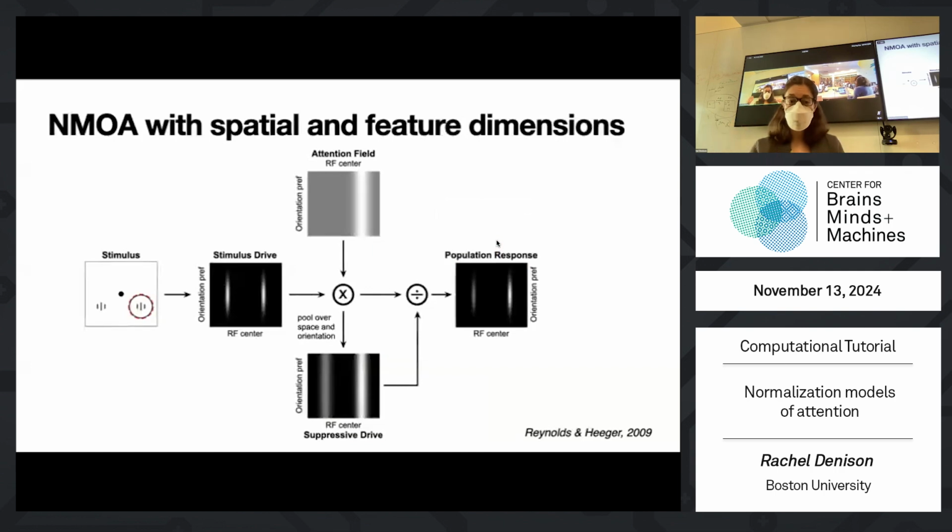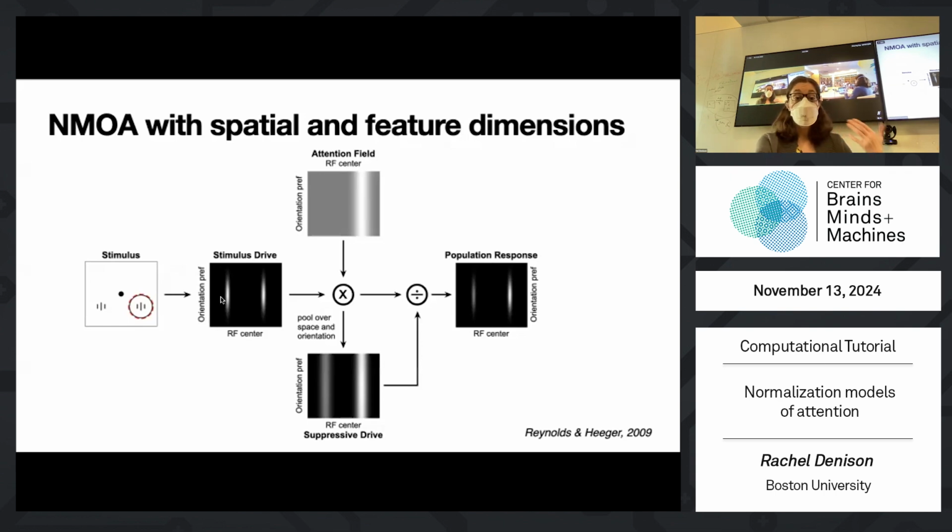Just to give you a sense, this type of model framework is pretty general. So I've been showing you these 1D examples of just space, one dimension of space, or just one dimension of feature. But you can imagine having, as they had in this paper, a spatial dimension and a feature dimension, or even two spatial dimensions and a feature dimension, or multiple feature dimensions, so you can start making this a big high dimensional space. But the principle is always the same.